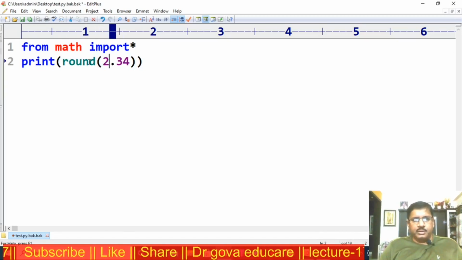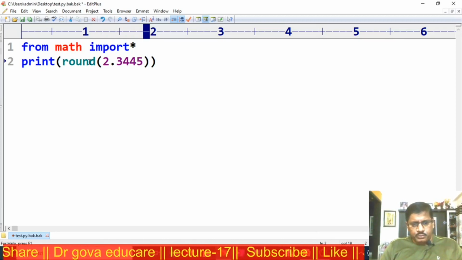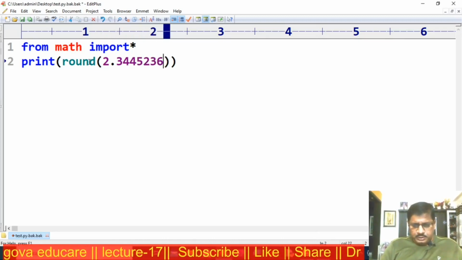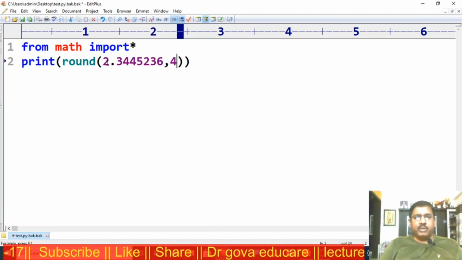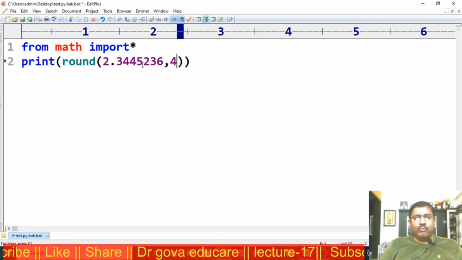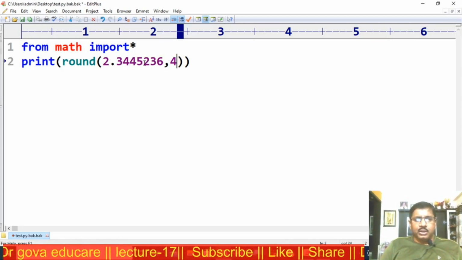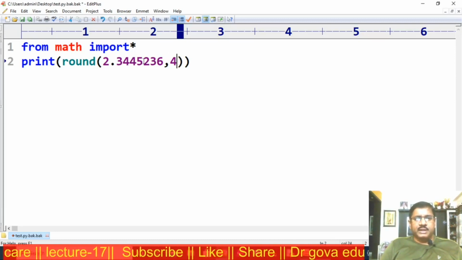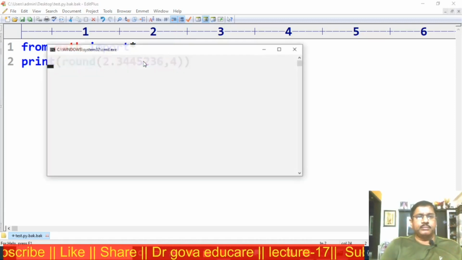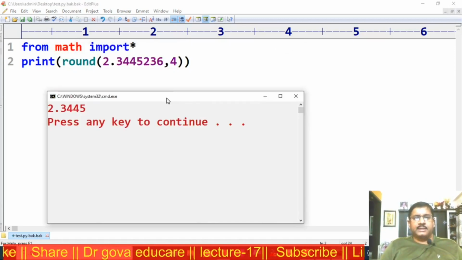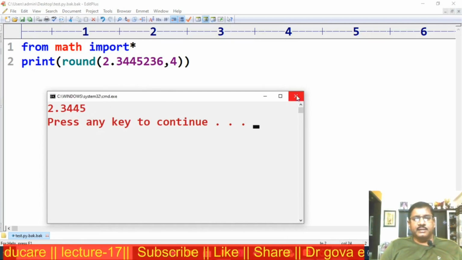Round function, 2.34 and so on, comma 4 decimal places. I want to round this number up to 4 decimal places. So observe here, 1, 2, 3, 4. Now the output is 2.3445. I am rounding this number up to 4 decimal points only.